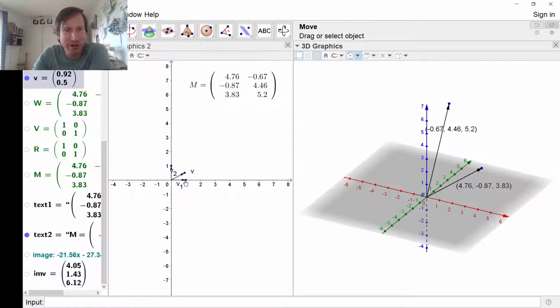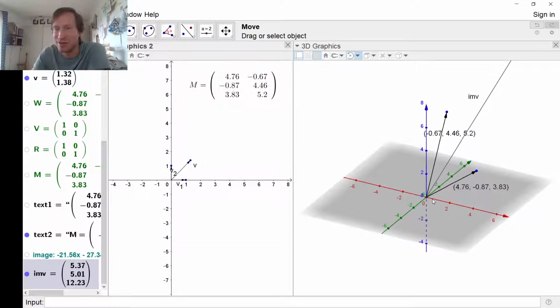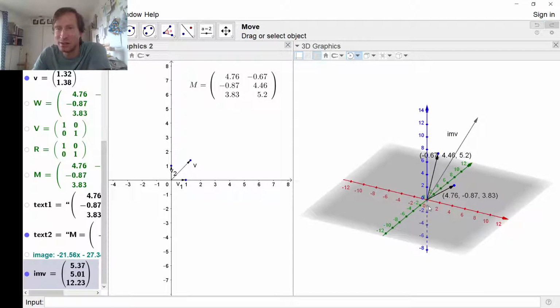So here I've creatively named it v right here. And you can see v is a linear combination of v1 and v2, right? v1 and v2 span R2, so v has to be a linear combination of them. And so when we multiply v by this matrix, it produces some image vector over here in R3. And here's that image vector. Currently it's so long that we can't even see it, so let's zoom out a little bit.